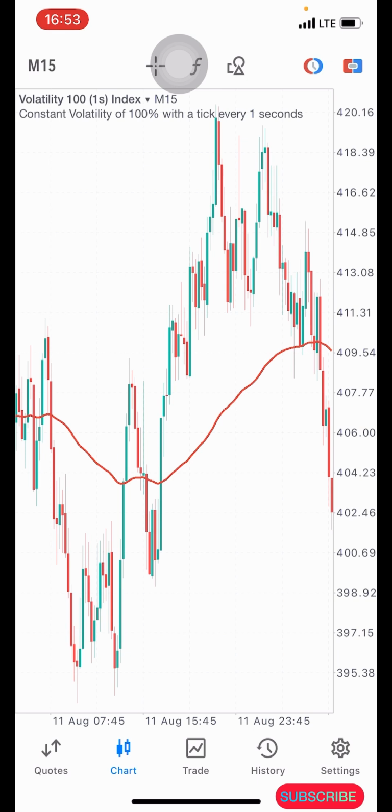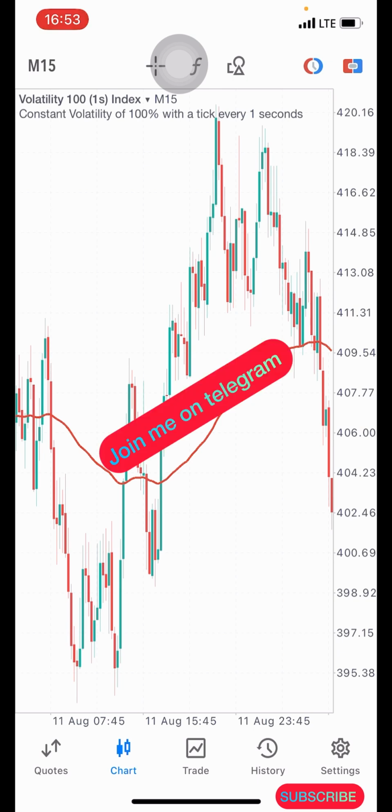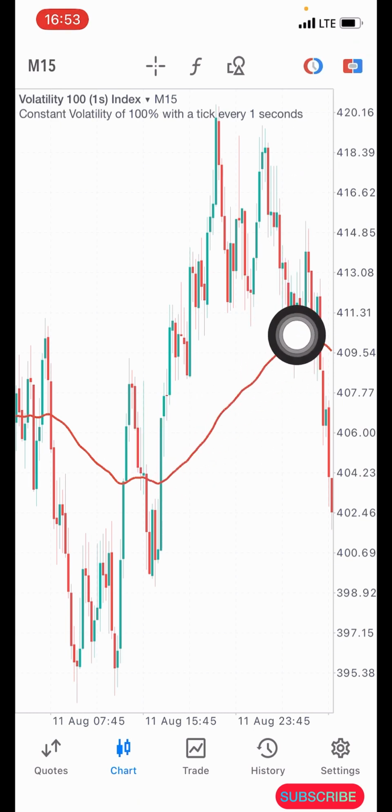Even if you are a beginner or a newbie, I'm going to be trying as much as possible to explain this strategy in such a way that you are going to understand and you'll be able to trade with it. So without wasting much of our time, let me quickly share with you guys this moving average.